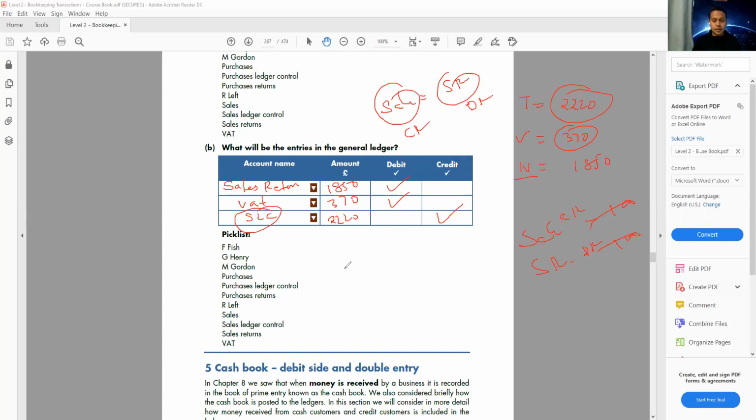For example, before my sales ledger control was 10,000 debit. If I make sales ledger control 2000 credit, my new balance for the sales ledger control will be 8,000 debit. That means out of 10,000, £2,000 people are not going to pay, or they returned to me. So I'm going to minus that. My new balance will be 8,000 debit, because debit was 10,000, credit means minus, and the remaining debit will be 8,000.